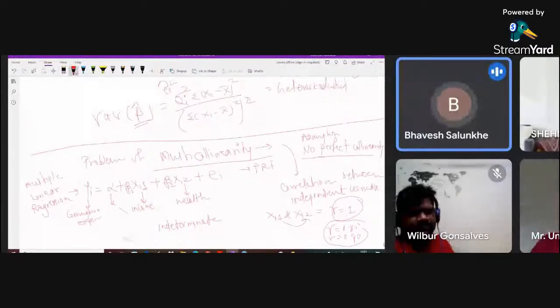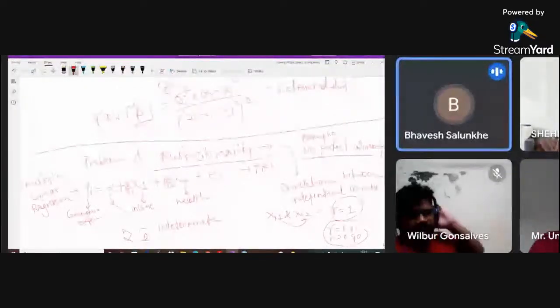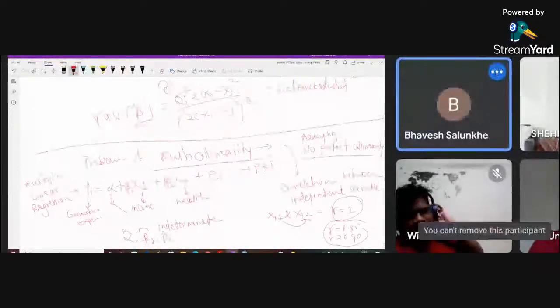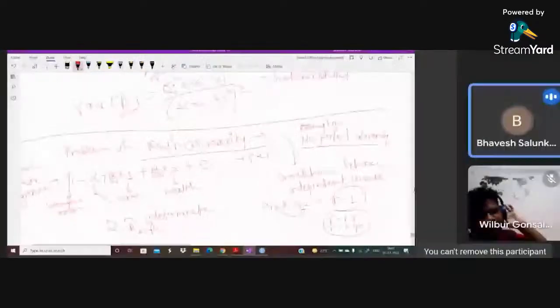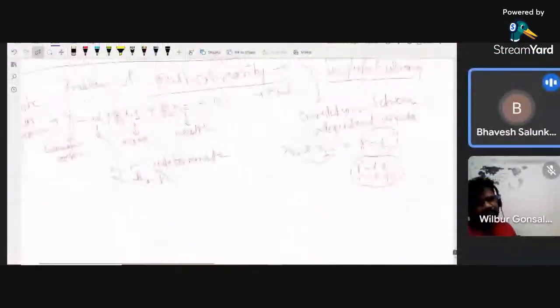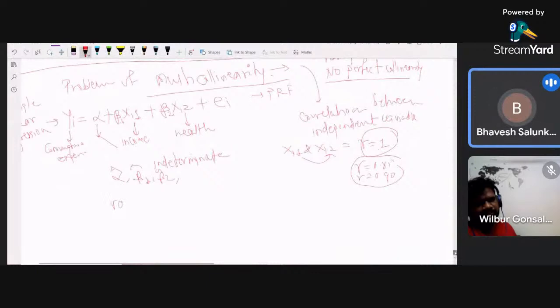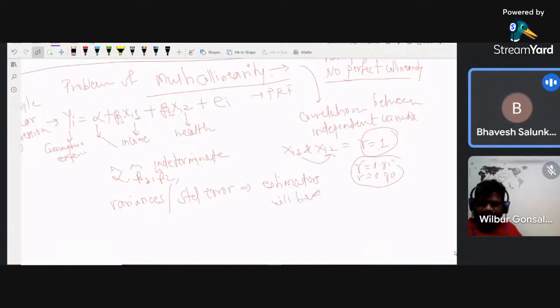You calculate alpha hat, beta hat 1, beta hat 2. But the problem with high correlation between independent variables is that the variances of the standard errors of these estimators will be very high. So if the standard errors are high, the precision of the estimation will be less.